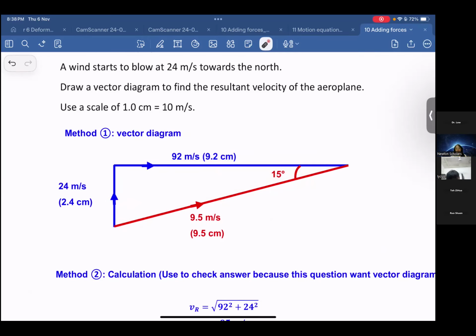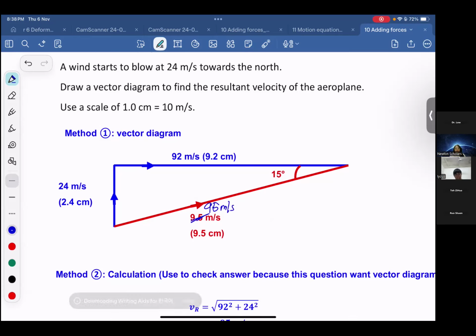So we just use our ruler, connect the two points, measure it, and I get 9.5 cm. 1 cm represents 10 meter per second. So, sorry, this is 95. Not 9.5, it's 95 meter per second. I just don't know which part you're facing problems with. Can you tell me?